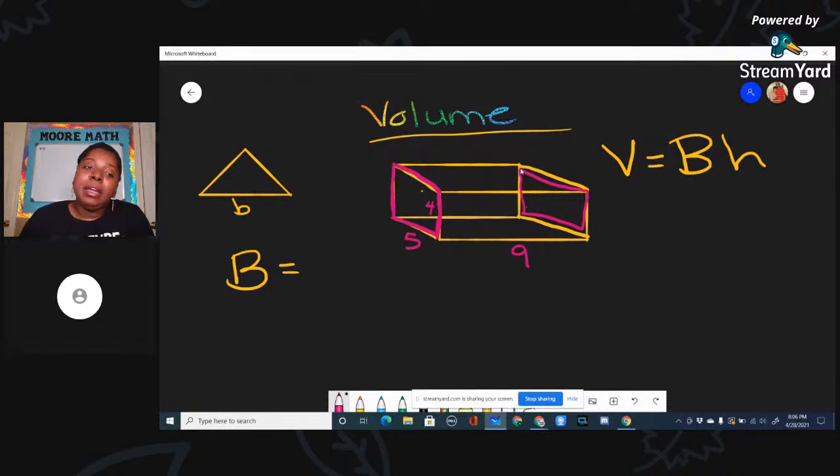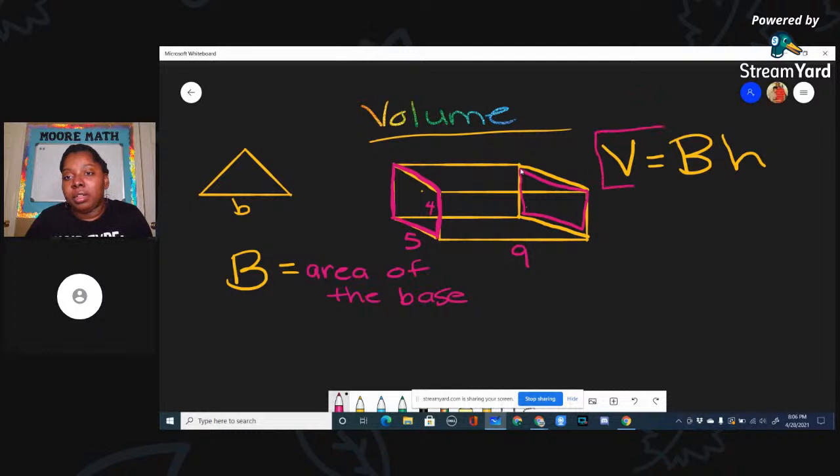Big B means the area of the base. This is why for multiple figures, you will see this formula, because the base changes depending on what type of prism it is. So big B, you're right, had something to do with the base, but it meant the area of the base. So look at my base. What shape do you see? The shape in pink, what shape do you see?